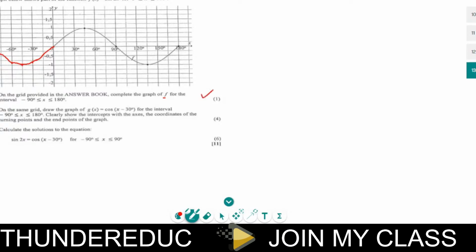So we're done. And then on the same grid, they want us to plot this other graph, cos of x minus 30. So for g of x, I'll enter cos of x minus 30. Use whichever method you're comfortable with. The step is 30.